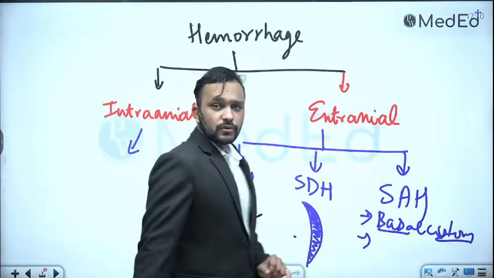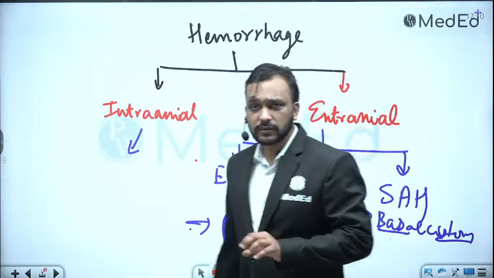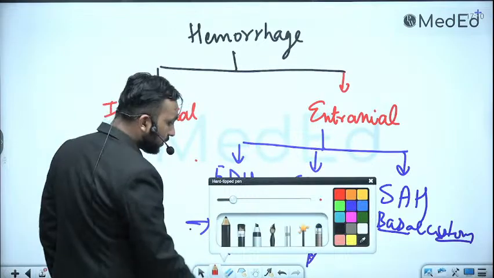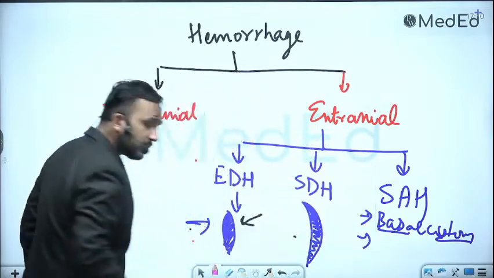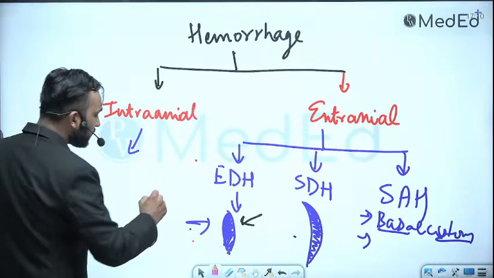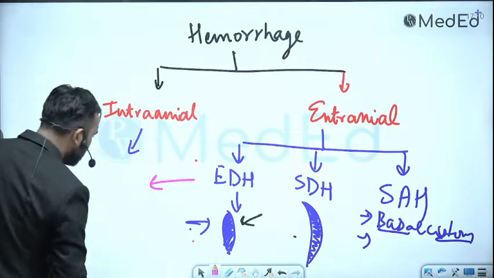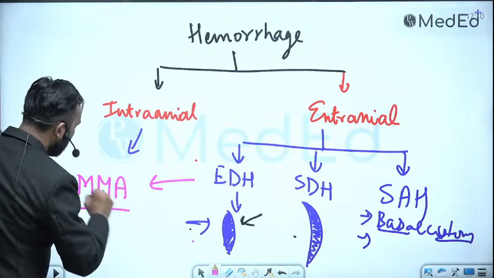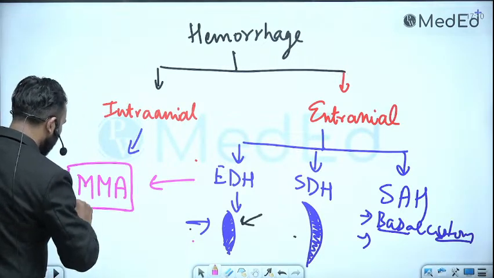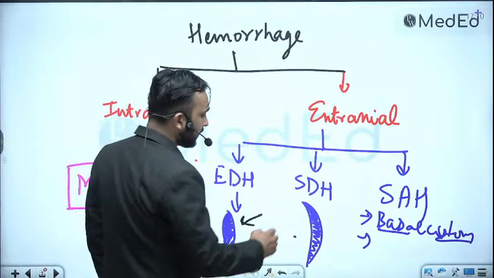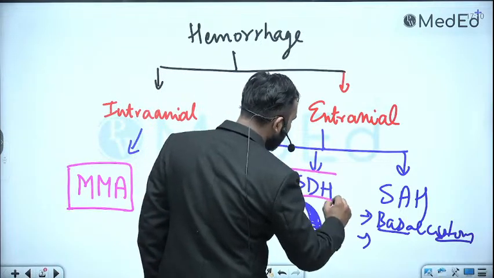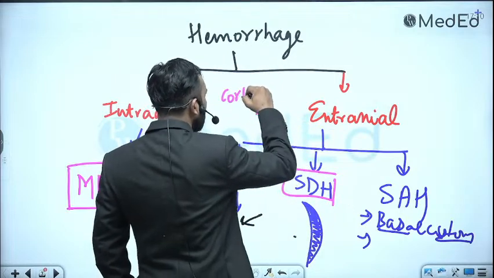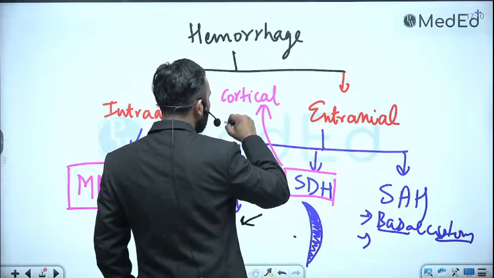So we should also know what the various causes of the bleeds are, right? If we talk about extradural hemorrhage, can you guys tell me in the comment section what is the cause for the extradural hemorrhage? It is due to the rupture of the middle meningeal artery. If we talk about subdural hemorrhage, we all know it is due to the rupture of cortical bridging veins.